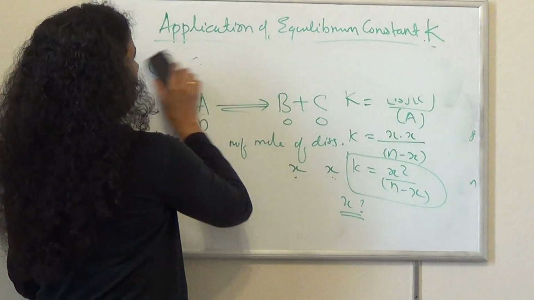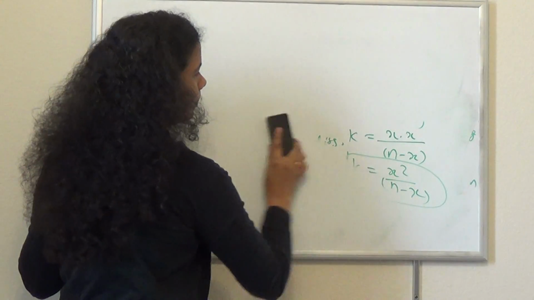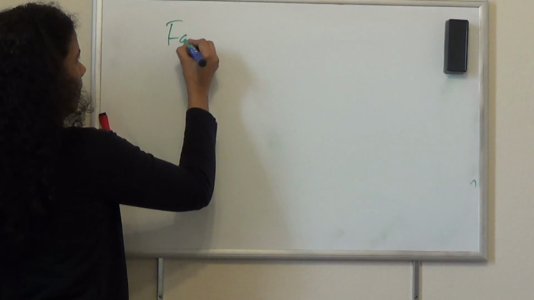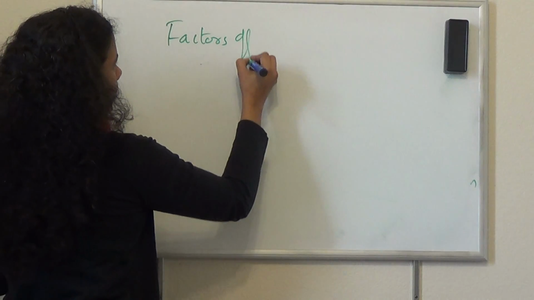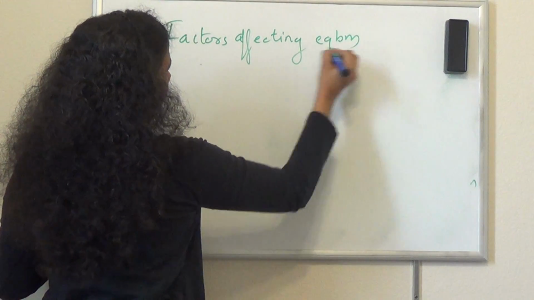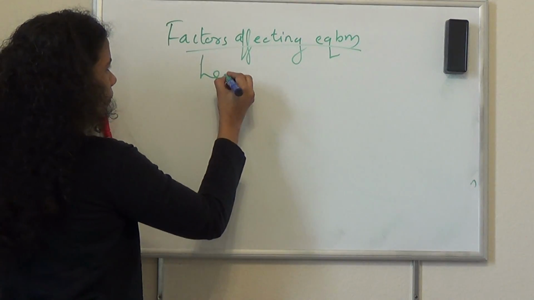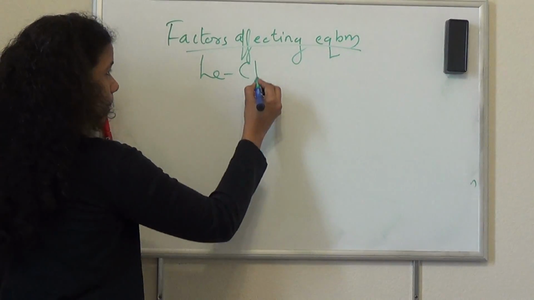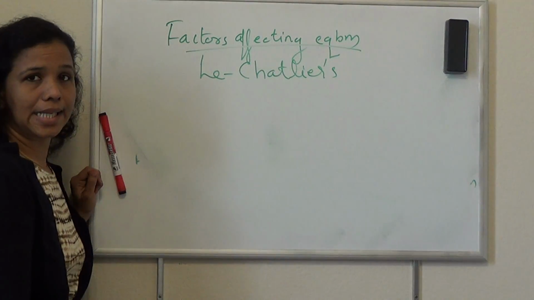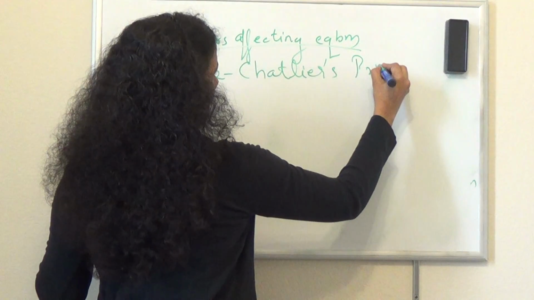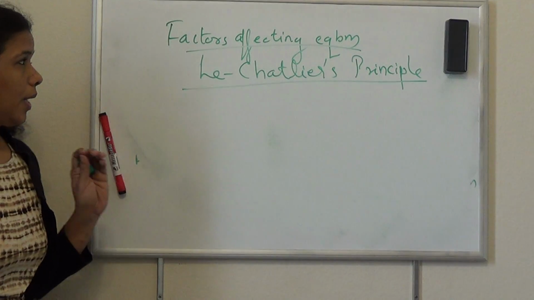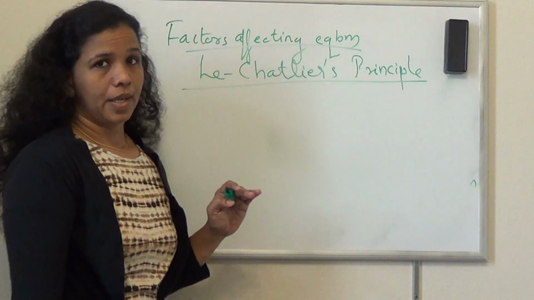Next we will go to the very important topic, that is factors affecting equilibrium. Factors affecting equilibrium. That we will discuss with the help of a very important principle, that is called Le-Chatelier principle. So what are the factors which affect the equilibrium?